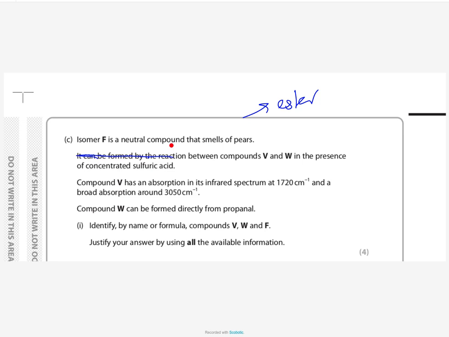Compound V has absorptions in the infrared spectrum. 1720 is the carbonyl. That's the carbonyl, right? And then you have 3050, that is the OH attached to the carboxylic acid, not the free OH. The OH attached to a carboxylic acid is between 2500 and 3100, if I can remember. But the free OH is much higher, about 3200.